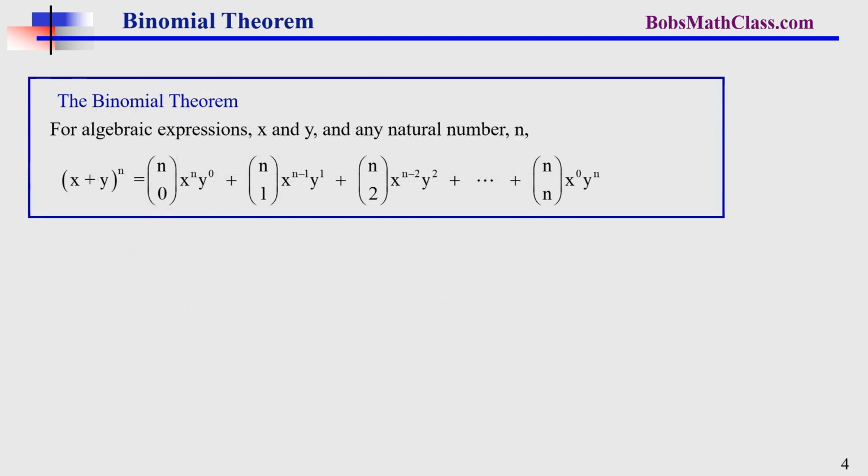Okay, this is the binomial theorem. For algebraic expressions x, y, and any natural number n, x plus y to the n gives you this pattern on the right. We would say in parentheses n choose 0, and then n choose 1, and then n choose 2, all the way till you get to n choose n. We're going to use our calculator to get those numbers. n is the exponent on the parentheses.